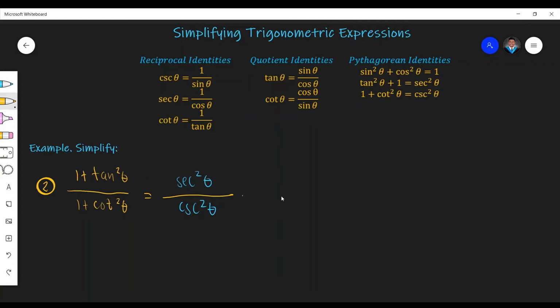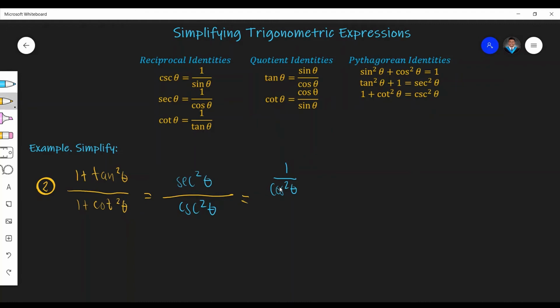And to do that, pwede nating i-apply yung kanilang reciprocal identities. And alam natin na itong reciprocal identities ni secant square theta, if you're going to take a look on the given list of identities, this is just equivalent to 1 over cosine square theta. Again, yung reciprocal identity ni secant square theta, that is just equivalent to 1 over cosine square theta.